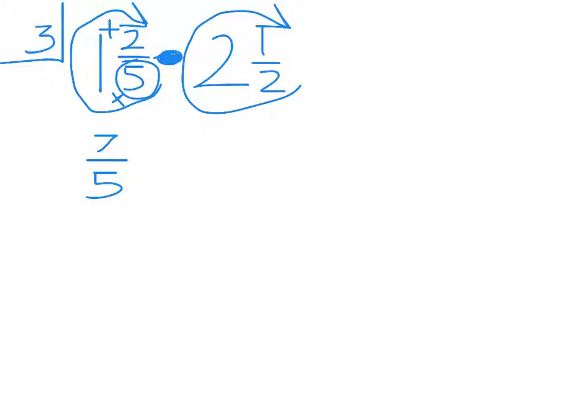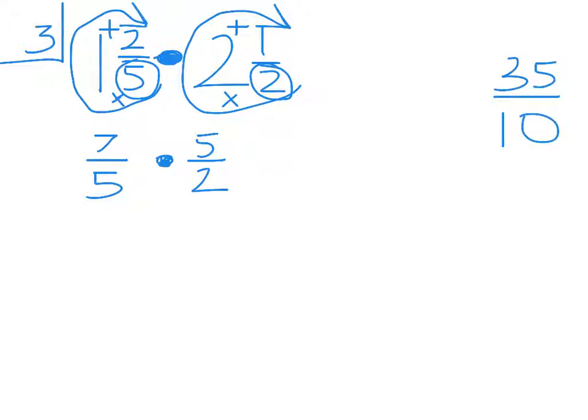So that's 7 over 5, and then we're multiplying by this fraction, so we got to change this. 2 times 2 is 4, plus 1 is 5, over this bottom number, 2. All right, so we're multiplying this. It's pretty simple. Again, you could do top times top. You would get 35, 7 times 5, and you'd have 5 times 2 on the bottom, and then you'd have to simplify it down to the next one.